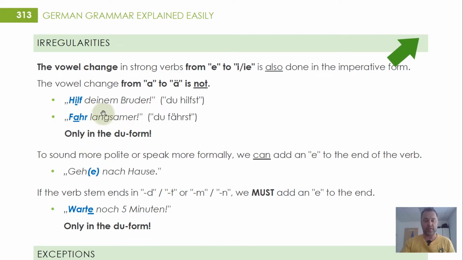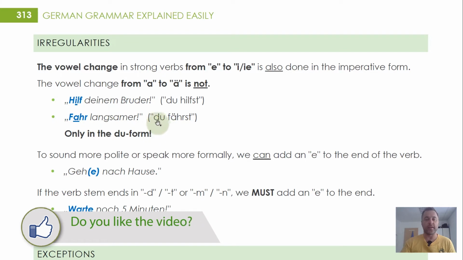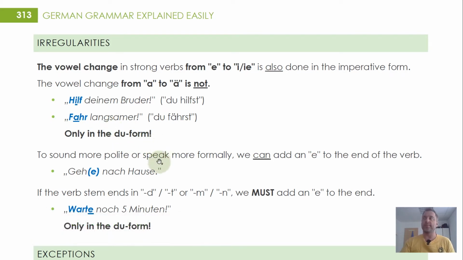But let's have a look at the two examples. Hilf deinem Bruder comes from du hilfst. So we dropped the ending and we dropped the du for the imperative formation. And here, fahr langsamer comes from du fährst, but without the dots, so drive slower. This is done only in the du form, obviously, because there is no vowel change in strong verbs in the plural or the formal way. That only happens in second and third person.